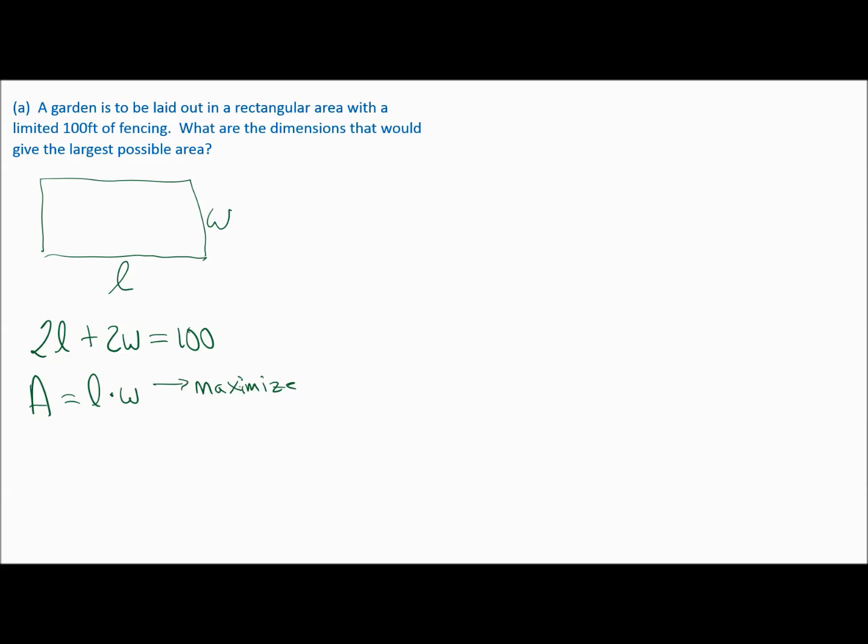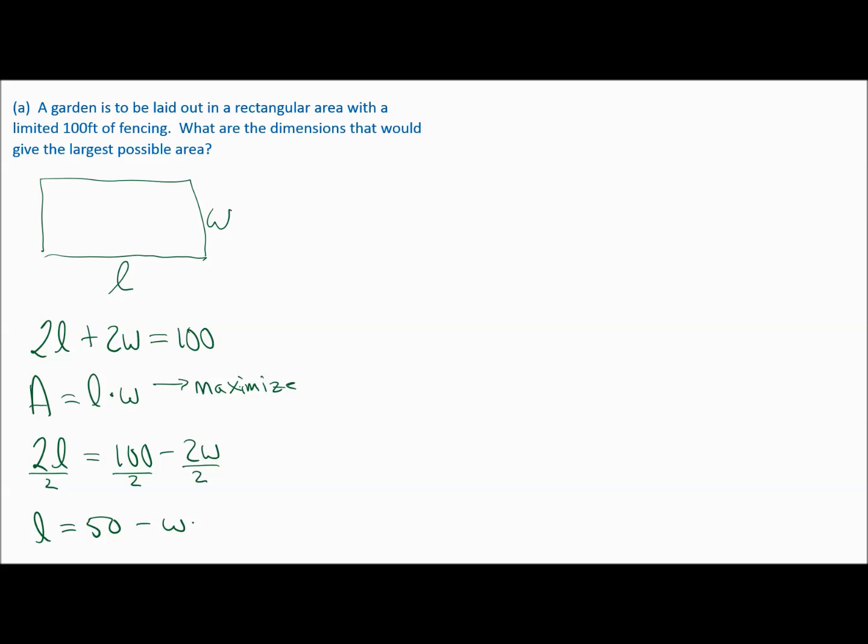So anyway, let's solve for either L or W in the constraint equation, right? It doesn't matter, solve for L, solve for W. I'm just going to solve for L only because it's written first. So I've got 2L is equal to 100. I'm going to subtract that 2W to the other side and then divide everything by 2. So your length is 50 minus W.